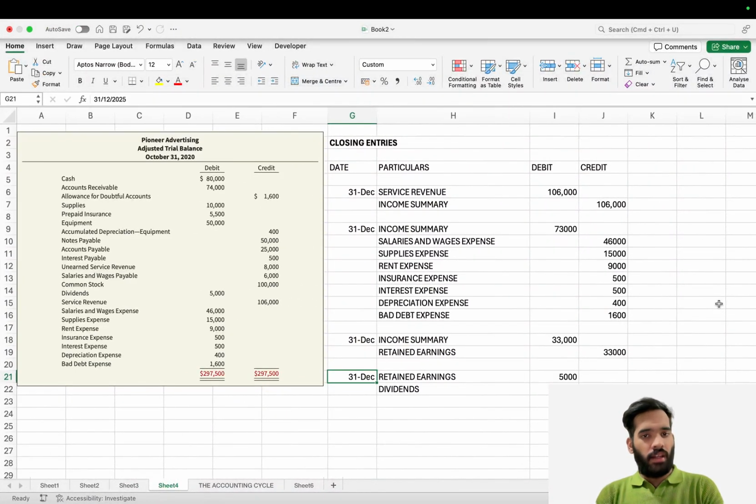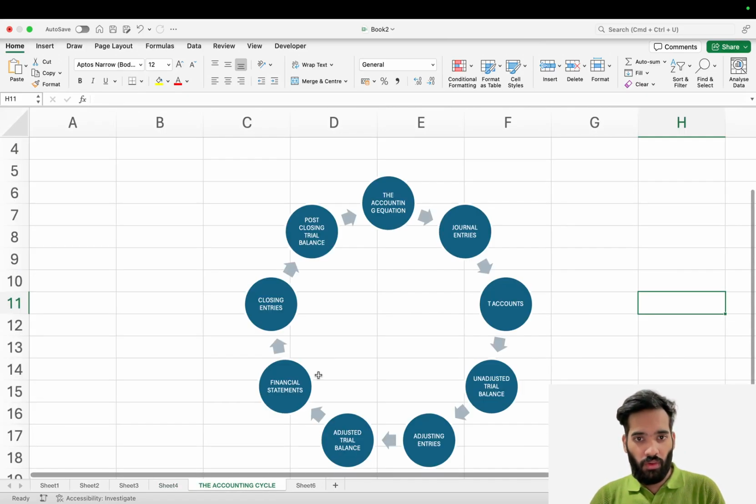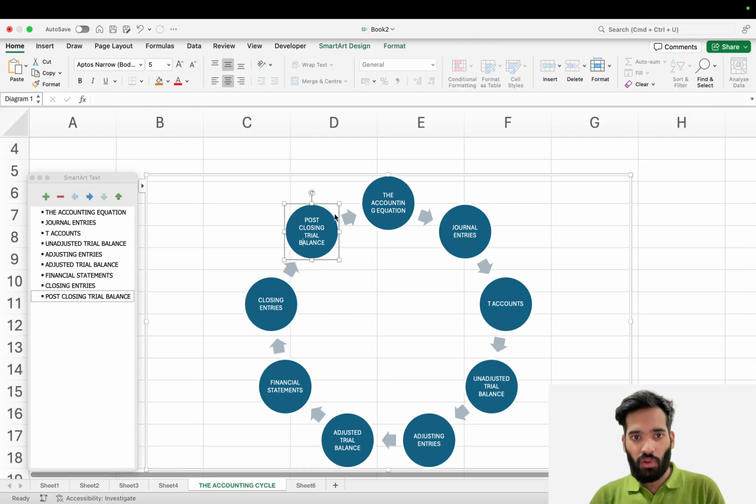So let's talk about the post-closing trial balance, which is the last step in our accounting cycle. If we go to our accounting cycle, this is where the post-closing trial balance takes place. It's after the closing entries, we just prepare the post-closing trial balance, and then we're done with the accounting for that period of time.